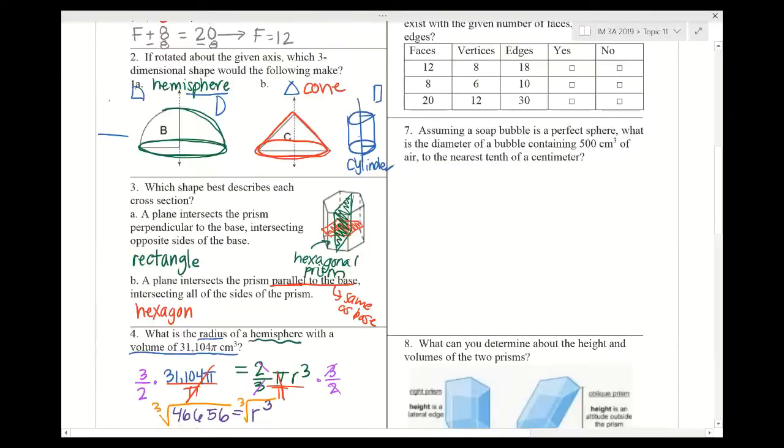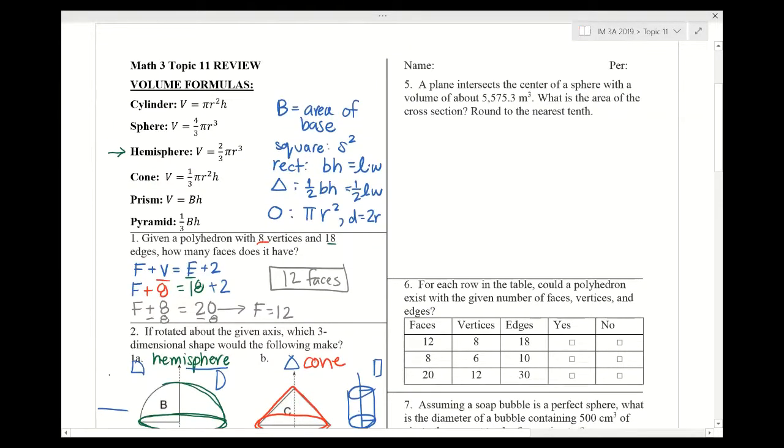The next problem is similar, except we're talking about a sphere. So a plane intersects a sphere with a volume of about 5,575.3. What is the area of the cross section? So if a plane is intersecting the sphere, then the cross section is a circle. So when I'm identifying the area of the cross section, I need to find the area of a circle. So remember that you need to know that the area of a circle is pi times the radius squared. So my answer is going to be the area.